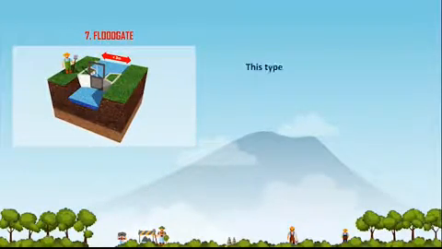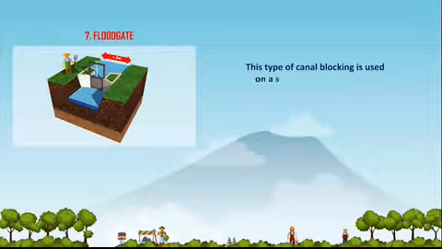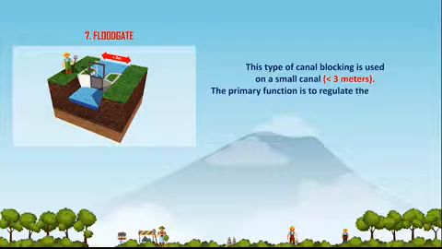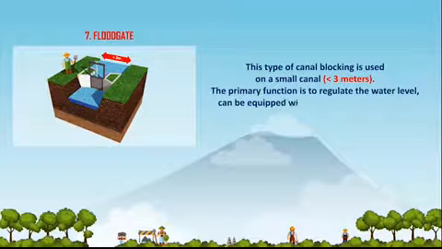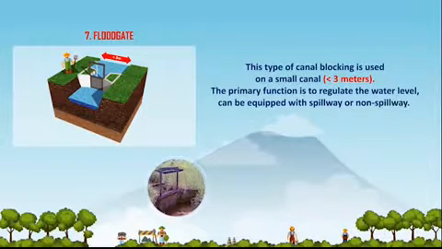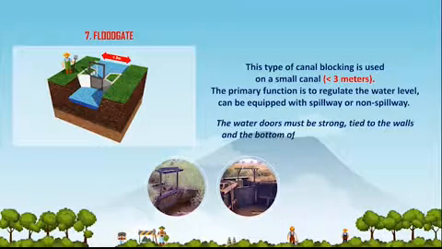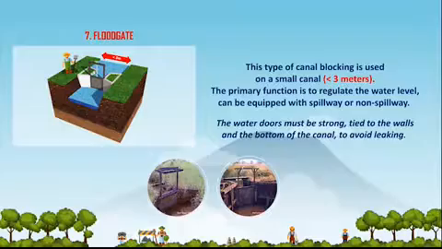Floodgates. This type of canal blocking is used on a small canal, less than 3 meters. The primary function is to regulate the water level, and it can be equipped with spillway or non-spillway. The water doors must be strong, tied to the walls and the bottom of the canal to avoid leaking.